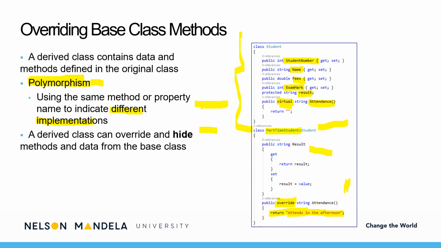So that's what polymorphism means. It says a derived class can override and hide methods and data from the base class. For example, since this is virtual, the part-time student class had an option of ignoring this method and not making use of it. We're going to see how we can override or hide, or an alternative of this, when we look at part 4 of our video series.